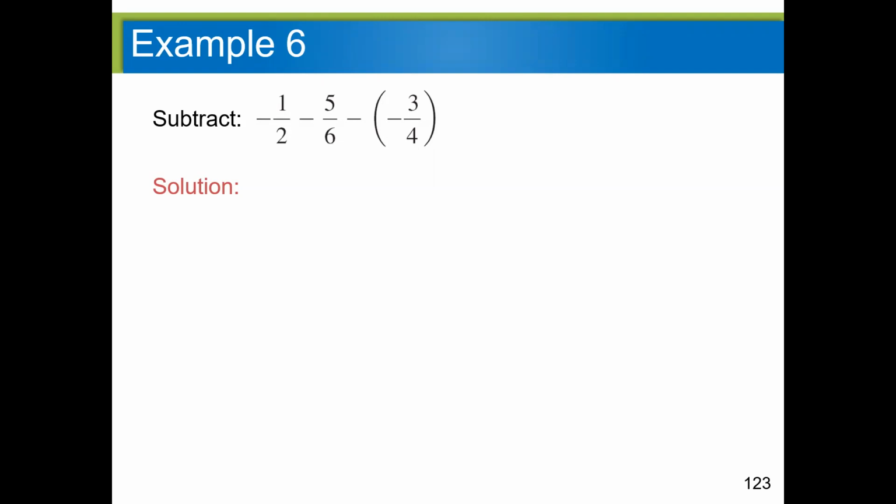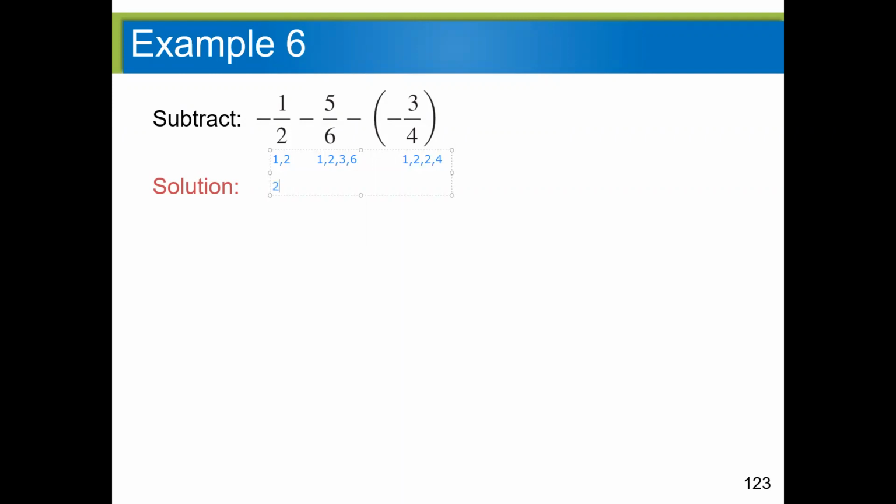They don't go into 6. 7, no. 8, no. 9, no. You can brute force this, or you can use prime factorization to get there. The factors of 2 are 1 and 2. The factors of 6 are 1, 2, 3, and 6. And the factors of 4 are 1, 2, and 4. So what is shared between all of them? 1, which I don't care about.